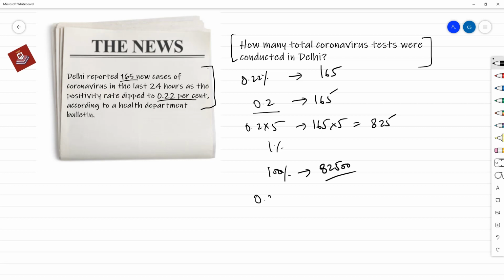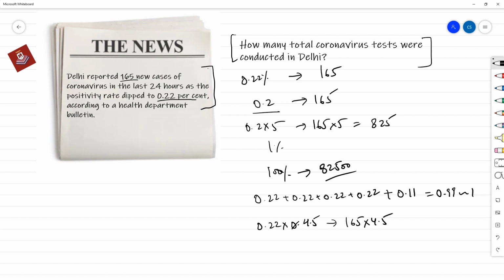Now if I think about it, 0.22 plus 0.22 plus 0.22, 0.22, which is basically 0.22 into 4 times, plus 0.11 is 0.99, which is almost 1, right? So to get to 1%, I actually had to multiply it by, to be more precise, around 4.5, not 5. So this should give me a closer figure, a more precise figure right now, because this is very close to 1. But how do I calculate this?